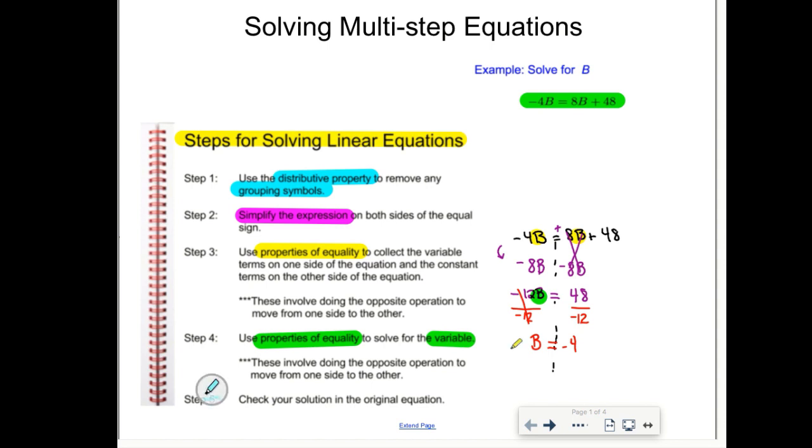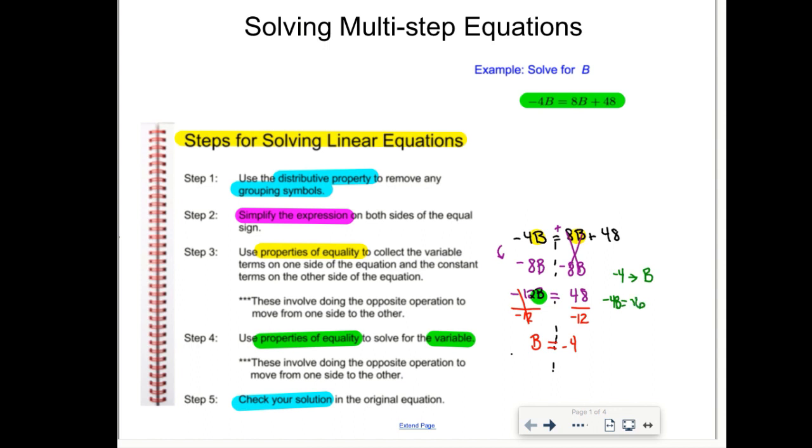At least we think. So remember, step 5 says check your solution. You can always check your answers. So what would I do to check my answer here? I would store negative 4, so I would do negative 4 store b, and then you would do negative 4b in your calculator, and you're going to get a 16.